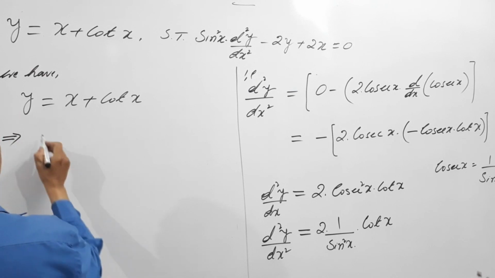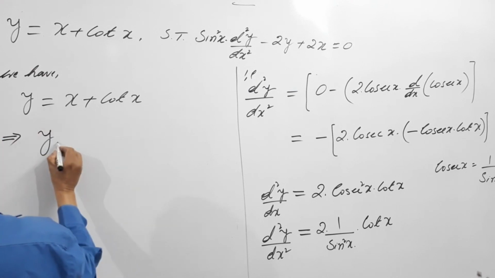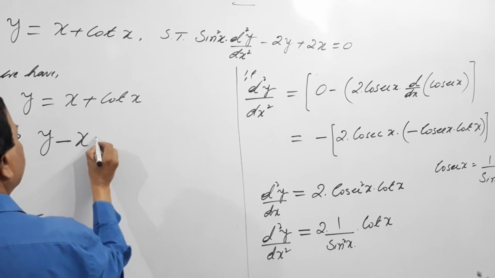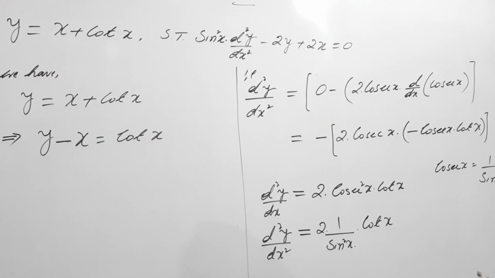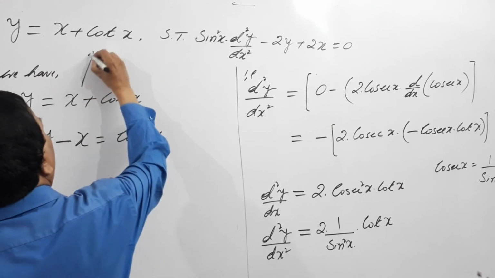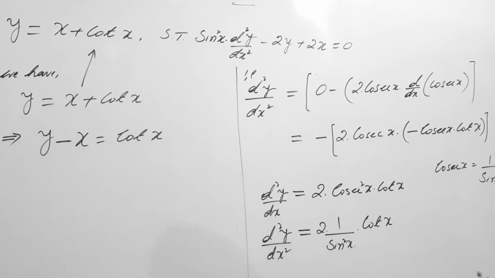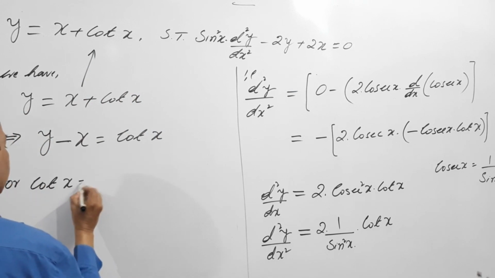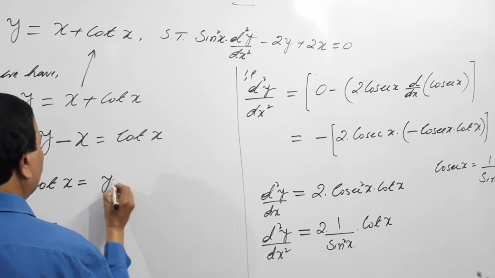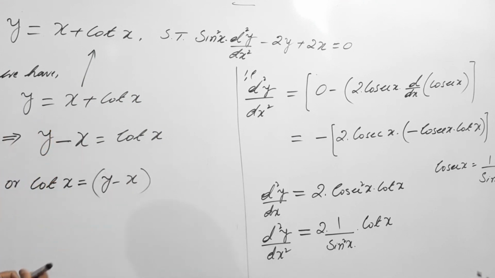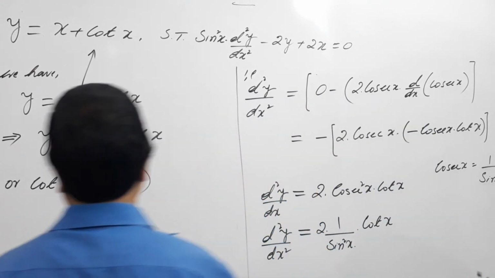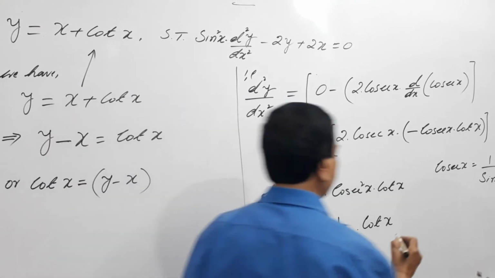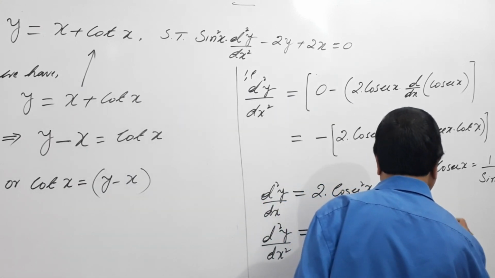I'll write in the same way. I send this y to the left hand side. This means y minus x equals cot x, from this equation. Or cot x equals y minus x. Now I call this as equation 1.